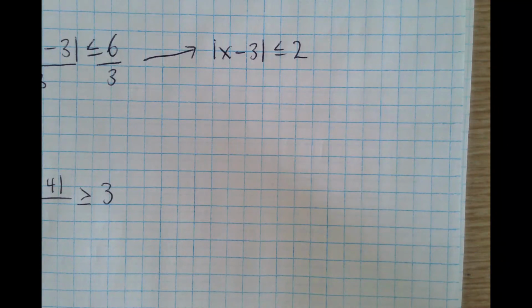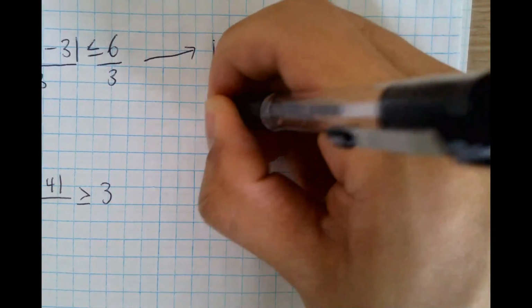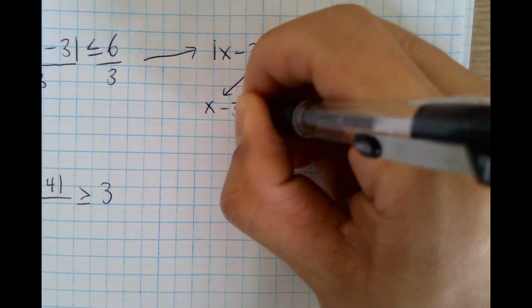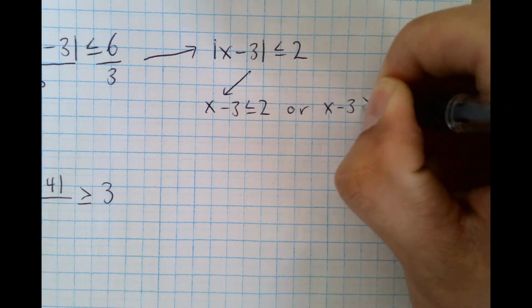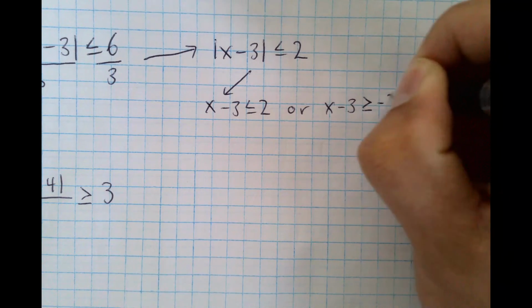I can split this into its two different inequalities. One is that x minus 3 is less than or equal to 2, or x minus 3 is greater than or equal to negative 2.